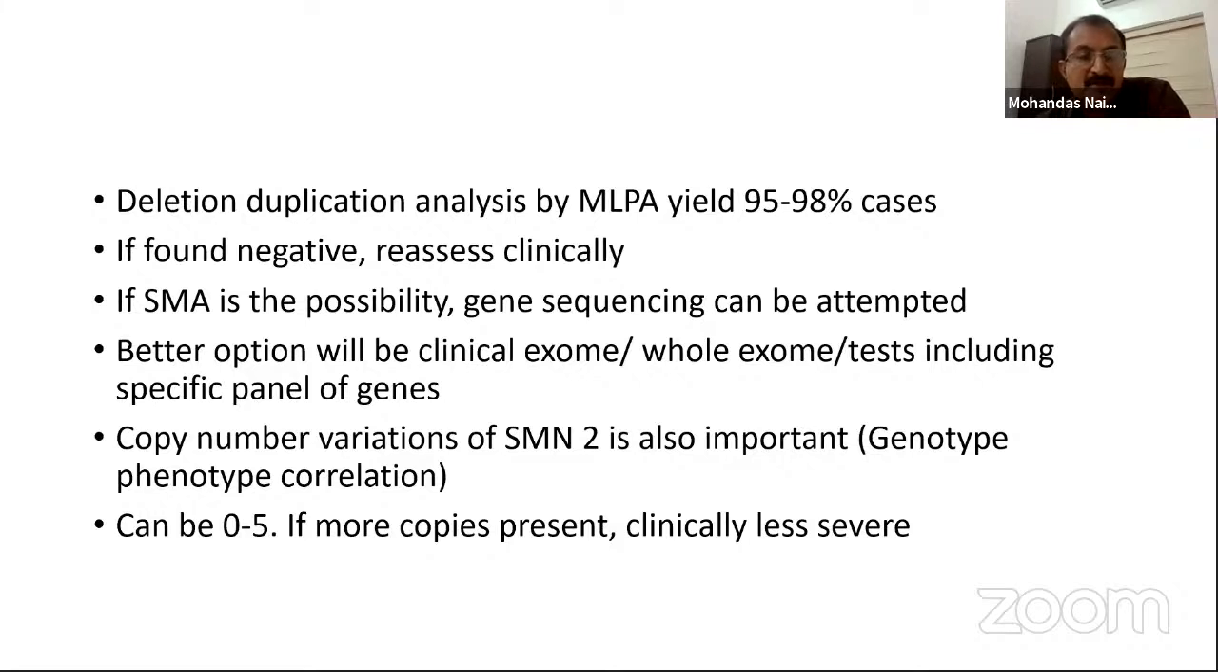So if the SMN2 copy number is less, if it is 0 or 1, it can be clinically more severe. If it is 4 or 5, it can be mild, something like SMA3. And that knowledge is important when the child is started on certain medicines also.